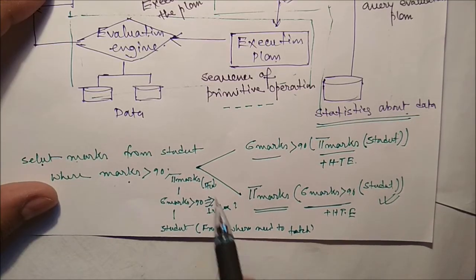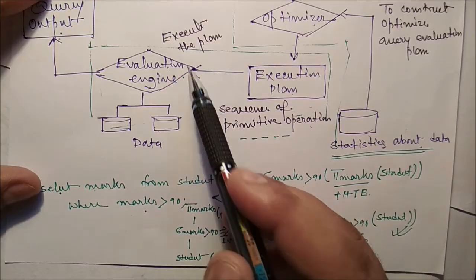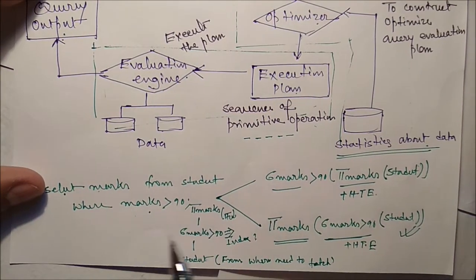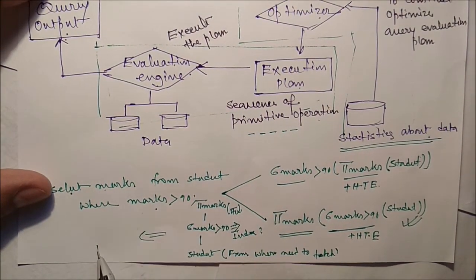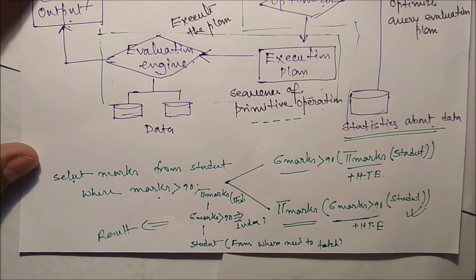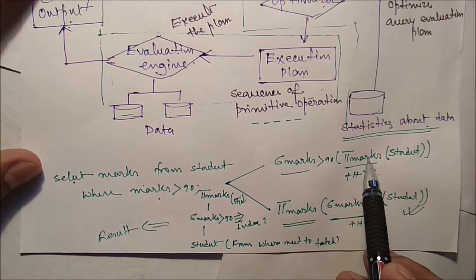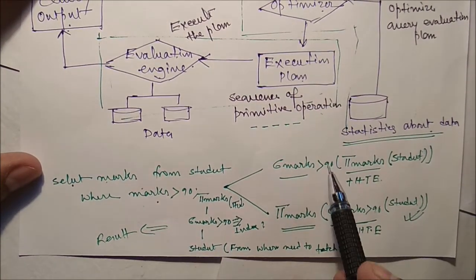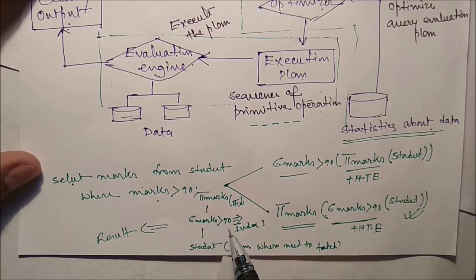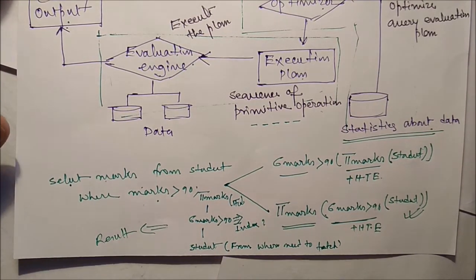So this particular portion is called the query evaluation plan, and after that we evaluate that particular query and we can get the result. Are you getting this one? So the high level language is converted into low level language, the optimizer identifies the best one, then we get the query evaluation plan and then execute that particular query. That is the basic steps.